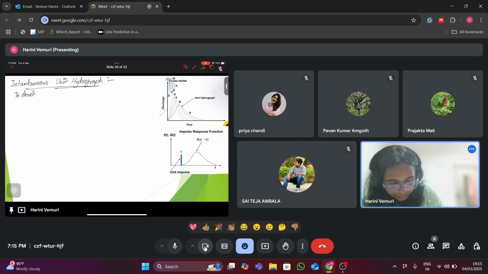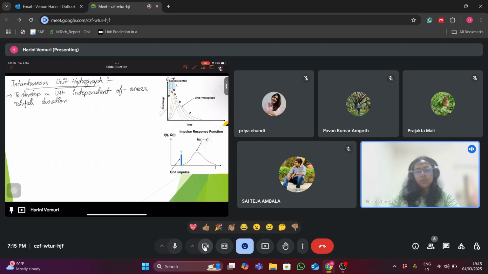Develop a unit hydrograph independent of excess rainfall duration. Okay. So this is our main objective. In this case, we are developing an instantaneous unit hydrograph.